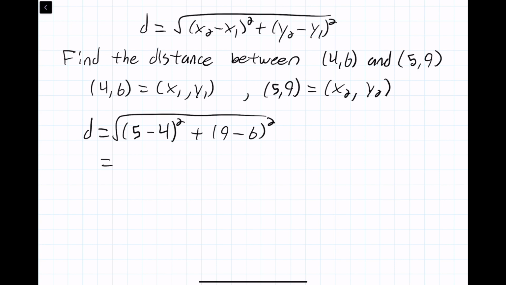And then 5 minus 4 is 1, and leave the square there. 9 minus 6 is 3, leave the square there. And if they're negatives, it's important to leave the brackets. Okay, so then we have the square root of 1 plus 9, which is the square root of 10. And there you have it. The distance between these 2 points is the square root of 10.